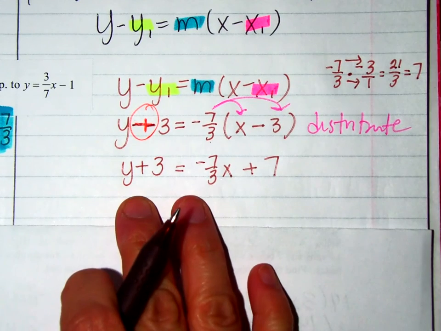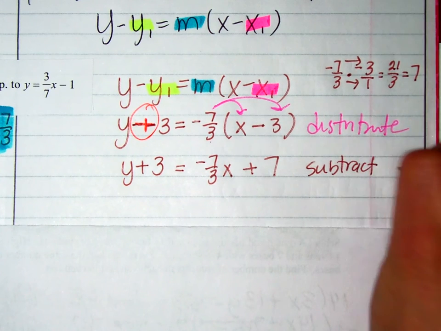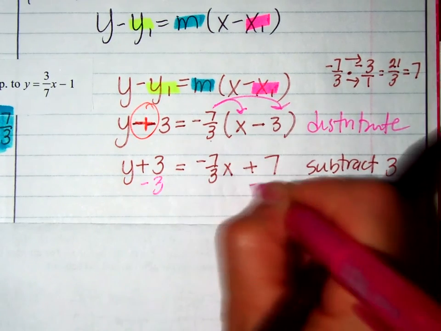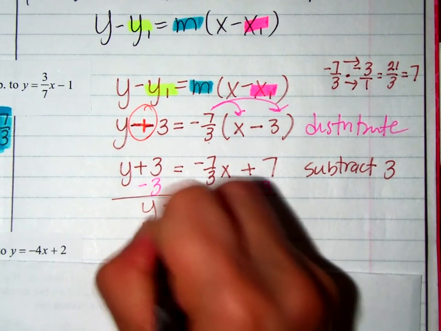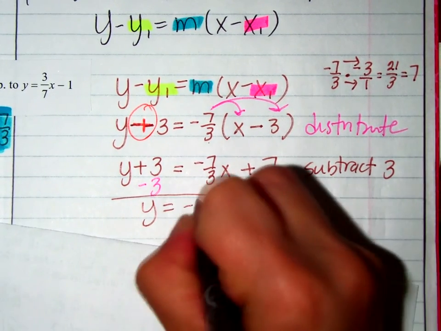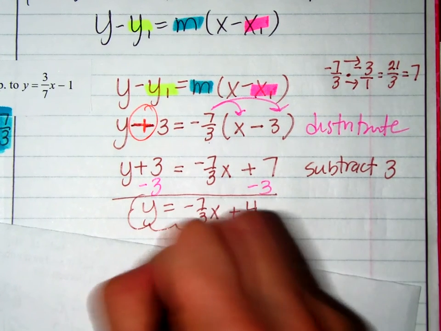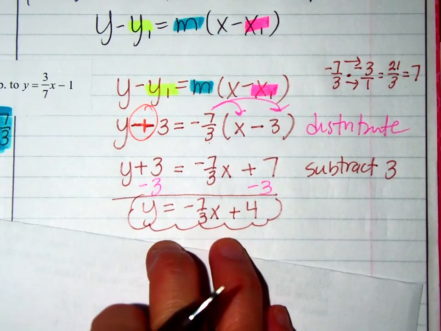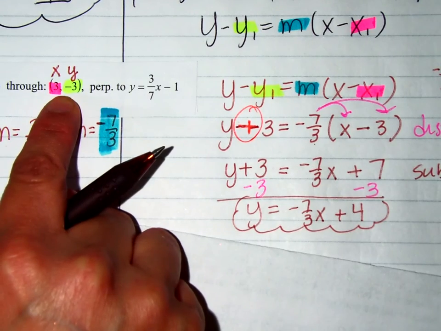Our last step here is to get y alone, so we're going to subtract 3 to the other side, leaving me with y is equal to negative 7/3 x plus 4. So this line is perpendicular to the given line, and it's passing through the point (3, -3).